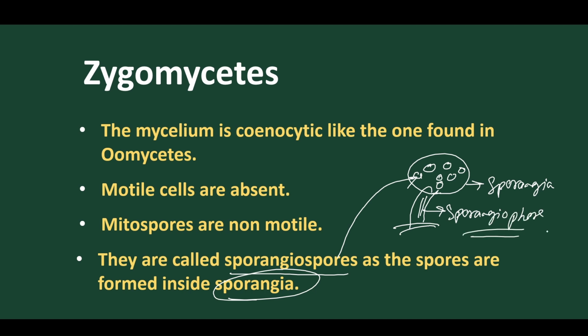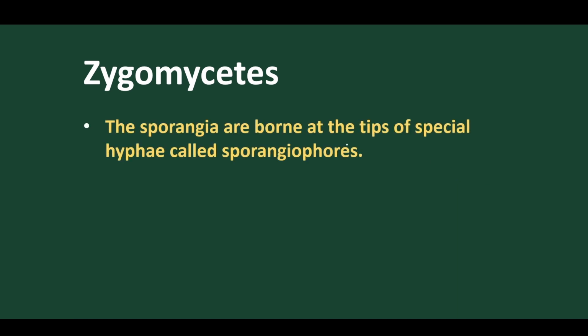So the stalk is called the sporangiophore. This is how the asexual mode of reproduction takes place, inside the sporangiospores. These sporangiospores are otherwise called mitospores, because they are produced with the help of mitosis. The sporangia are borne on the tips of special hyphae called sporangiophores.